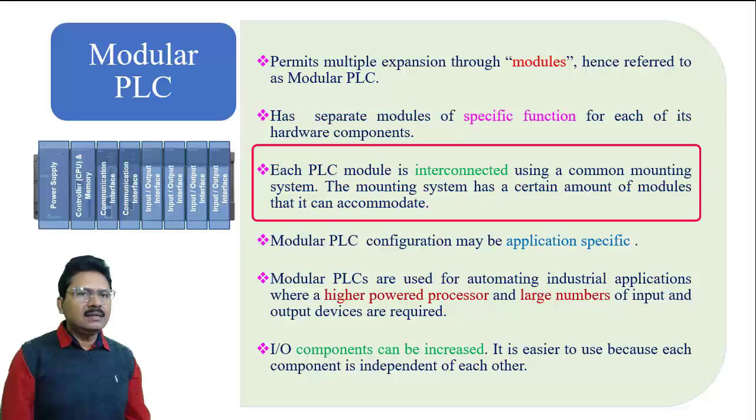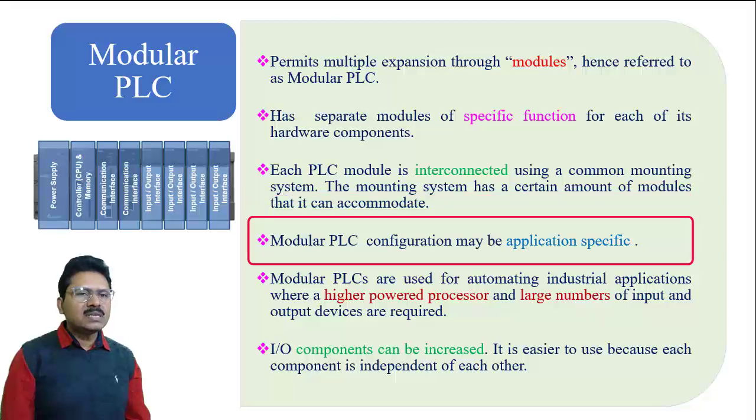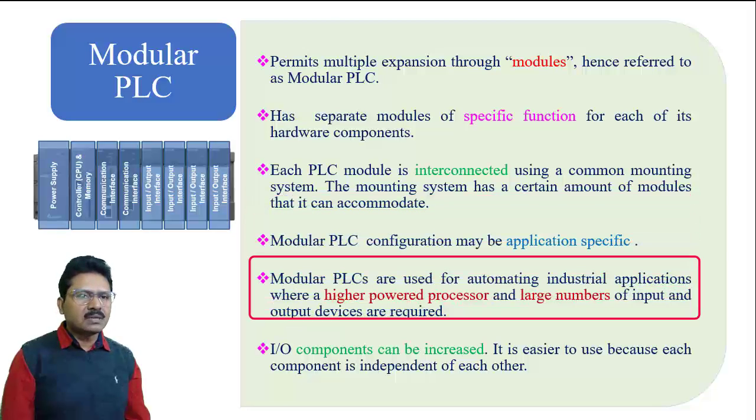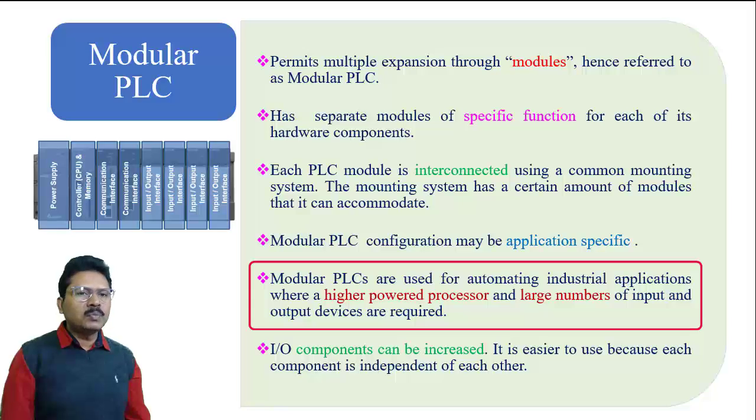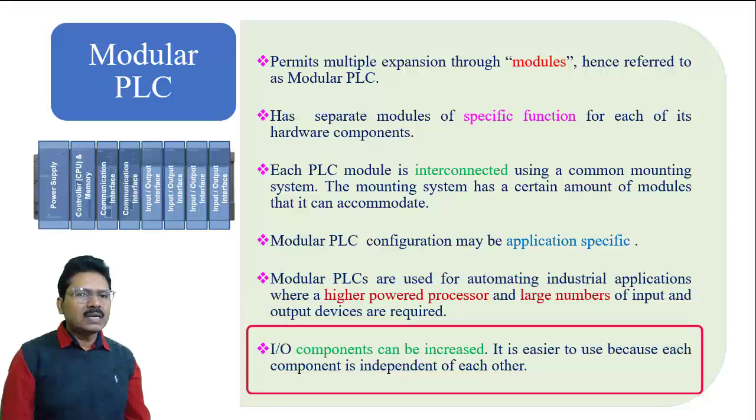Each PLC module is interconnected using a common mounting system. The mounting system has a certain number of modules that it can accommodate. The mounting system is normally named a rack. Modular PLC configuration may be application specific. Modular PLCs are used for automating industrial applications where a higher powered processor and large numbers of input and output devices are required. Input-output components can be increased here. It is easier to use because each component is independent of the others.